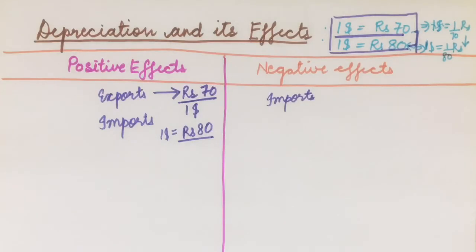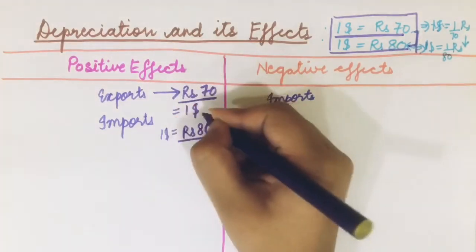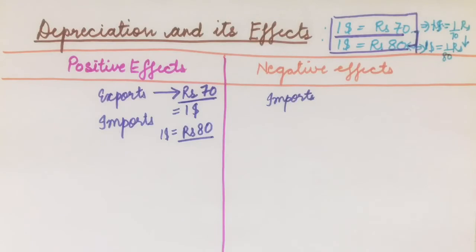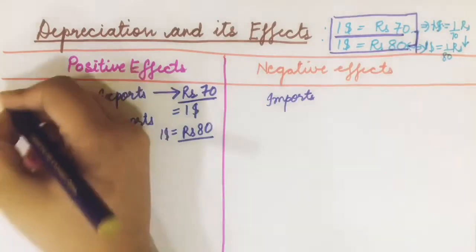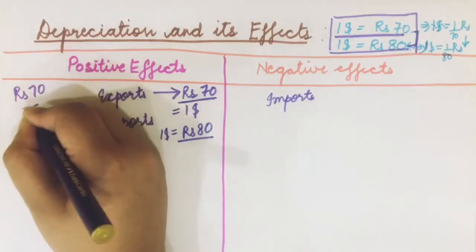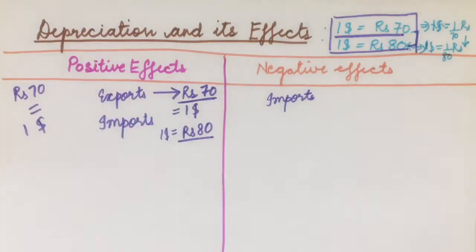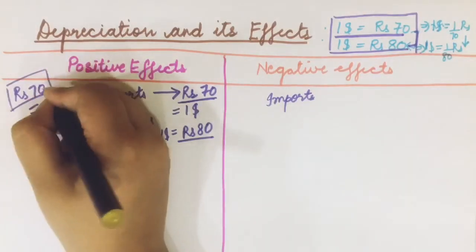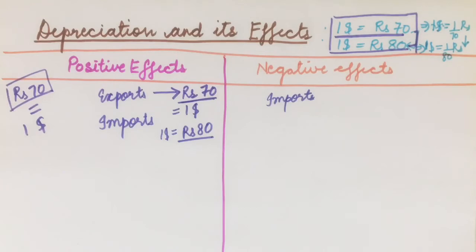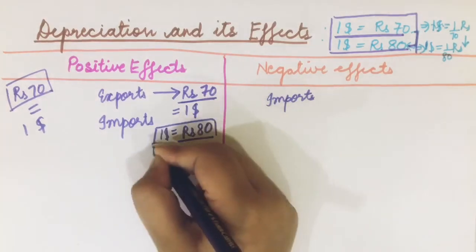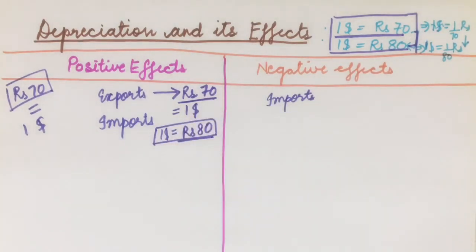So how much does it cost foreigners? They pay $1 for it. You go in the foreign market and you ask for 70 rupees, which costs them $1. But now, since the exchange rate has depreciated, the price you charge is the same, 70 rupees. So you go in the foreign market and tell them, give me 70 rupees. Now the exchange rate is this. How much will they give you? Suppose they give you again $1.